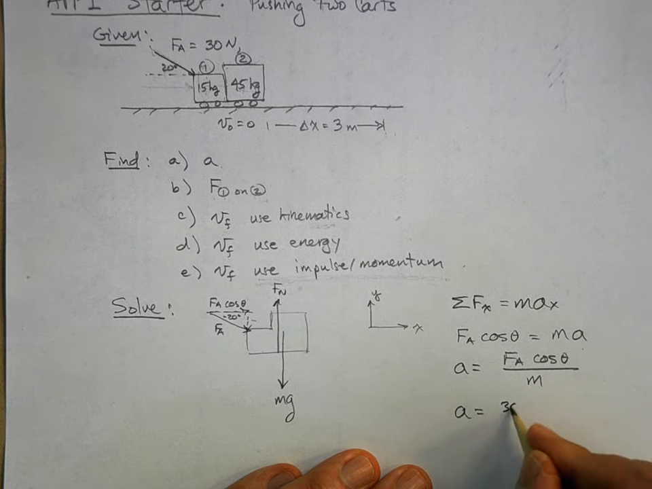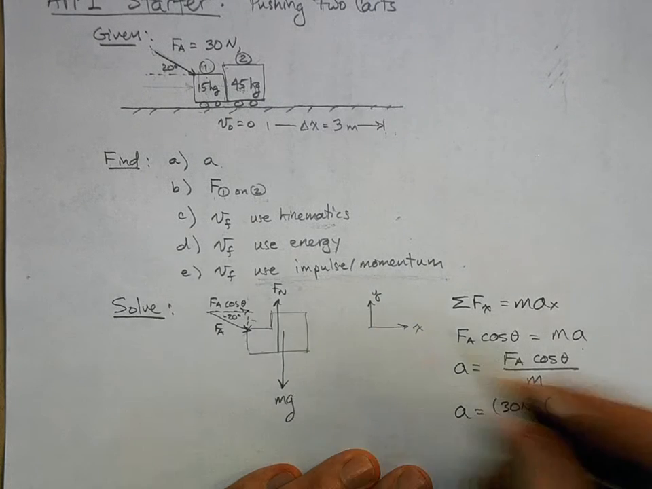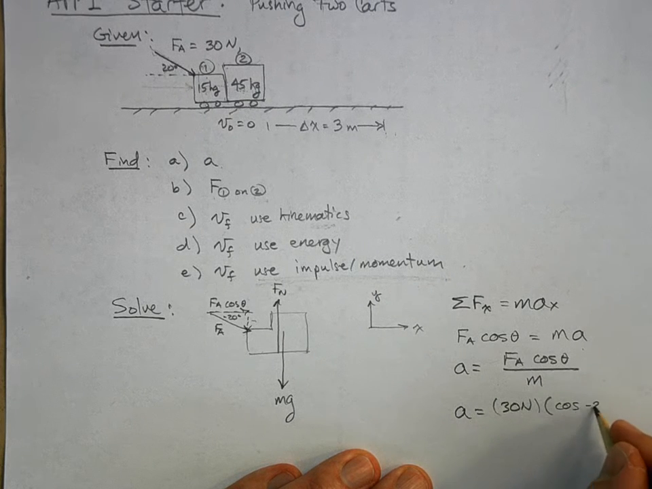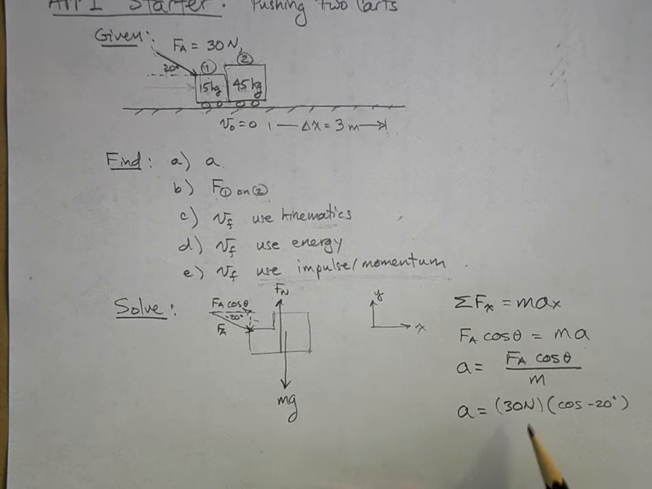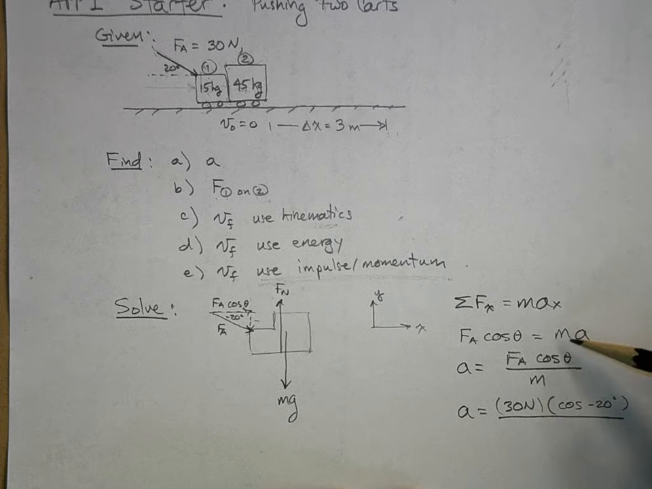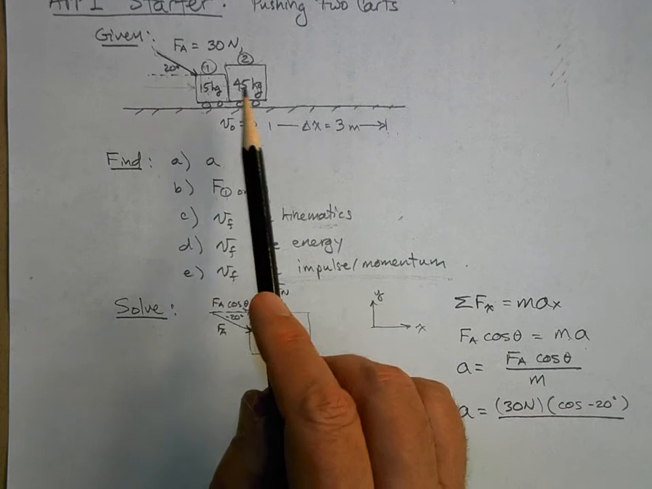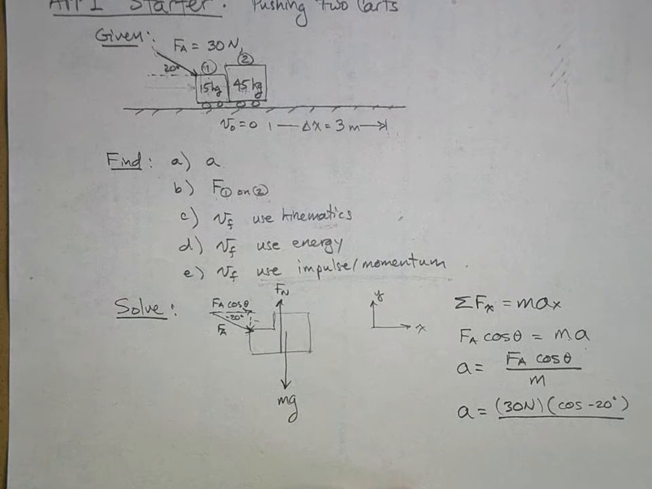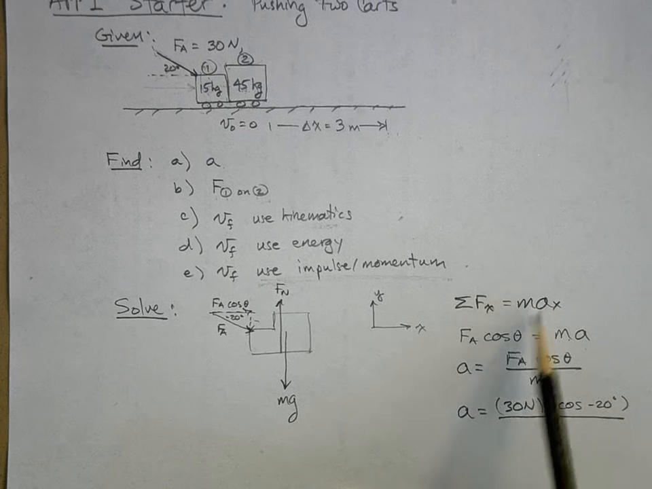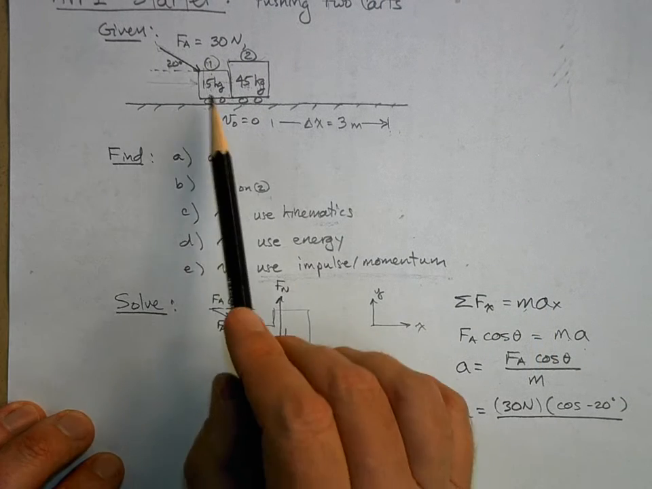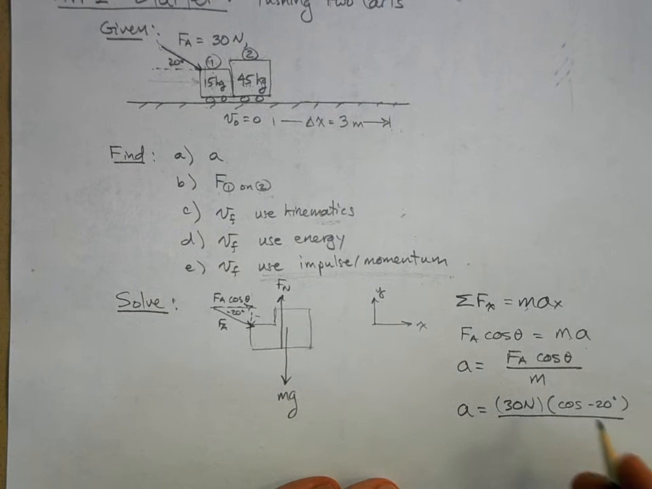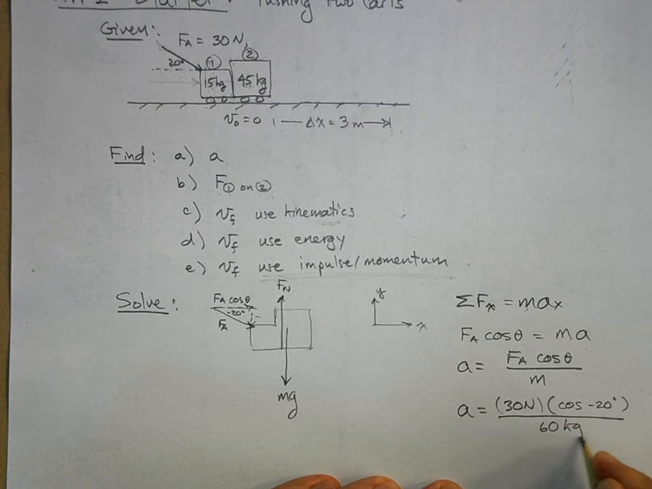This was given to be 30 newtons. The angle is negative 20 degrees. And don't worry, if you use cosine 20, you'll get the same answer. But now, what is the mass? Do I use 15? Do I use 45? Yes, I use both of them because this is the mass of my free body diagram. It's all of the mass. So what is 15 plus 45? That's 60 kilograms.